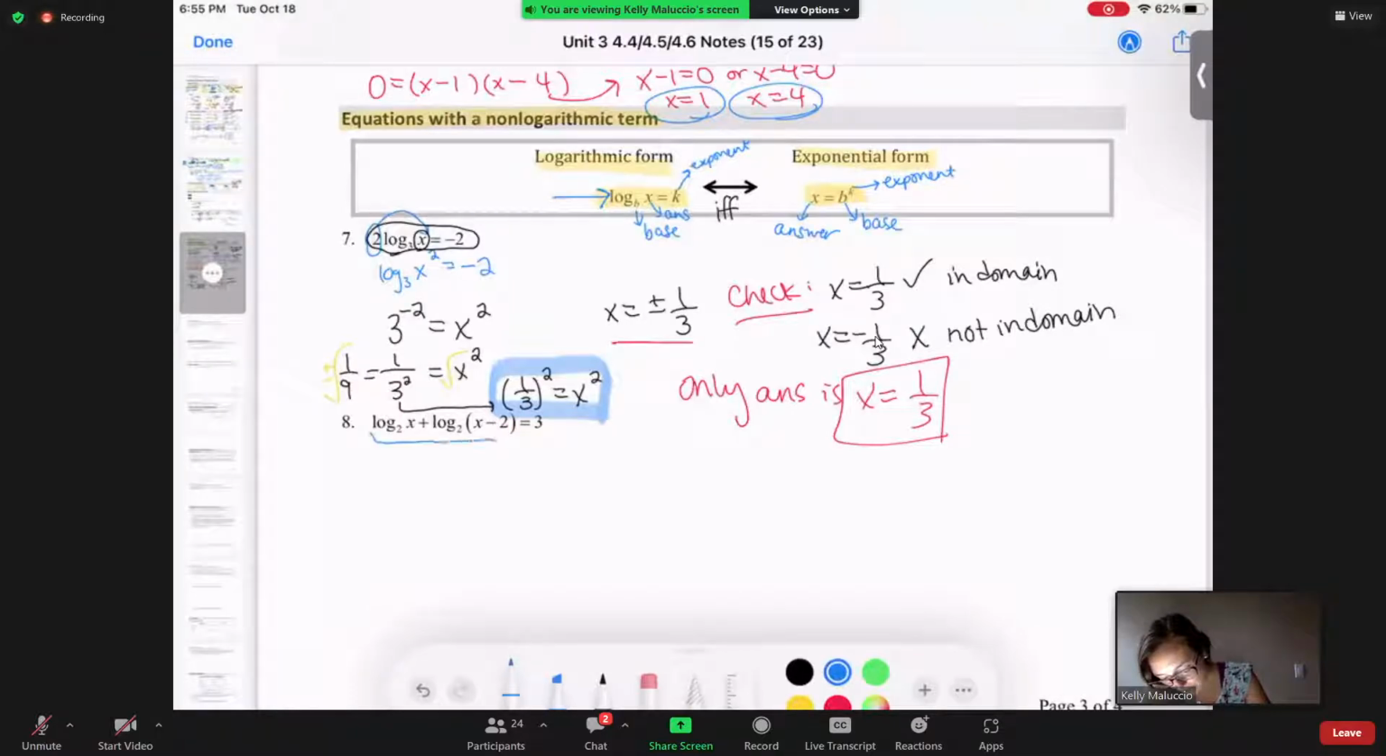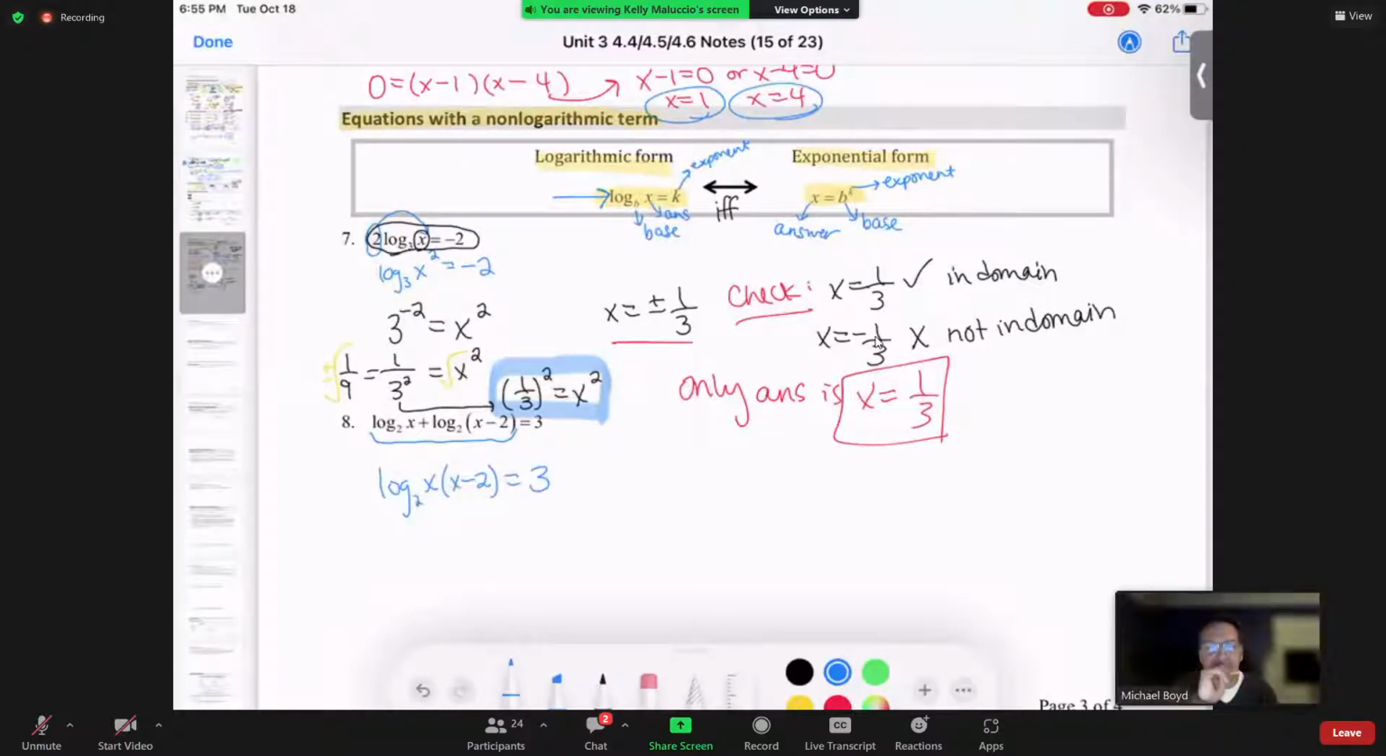So now I have log base 2. They're both log base 2. That's good, but they're added. So I can't write it in exponential form yet. I have to combine them. So I use my handy dandy product rule or property, and I write log base 2 of x times x minus 2 is equal to 3.